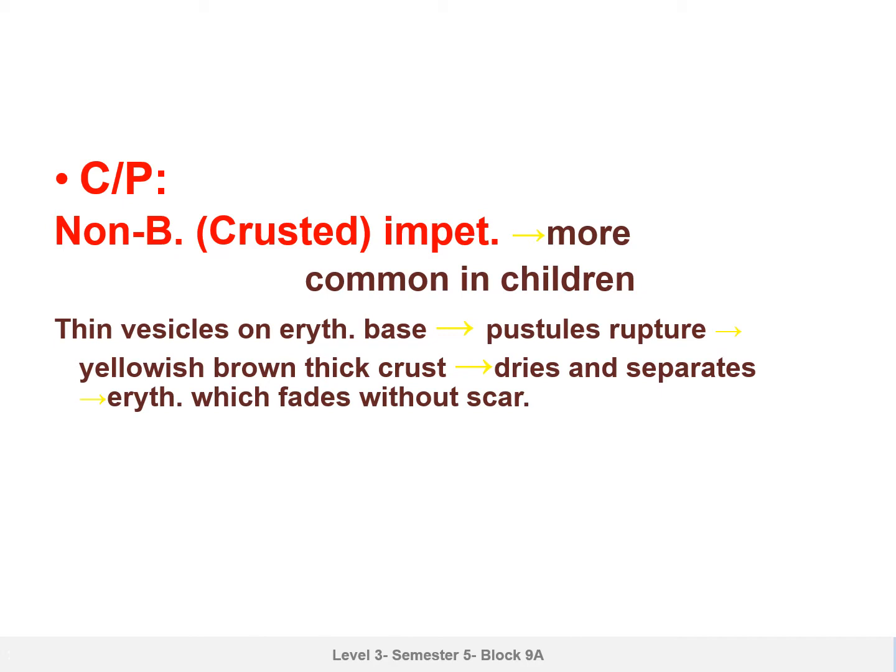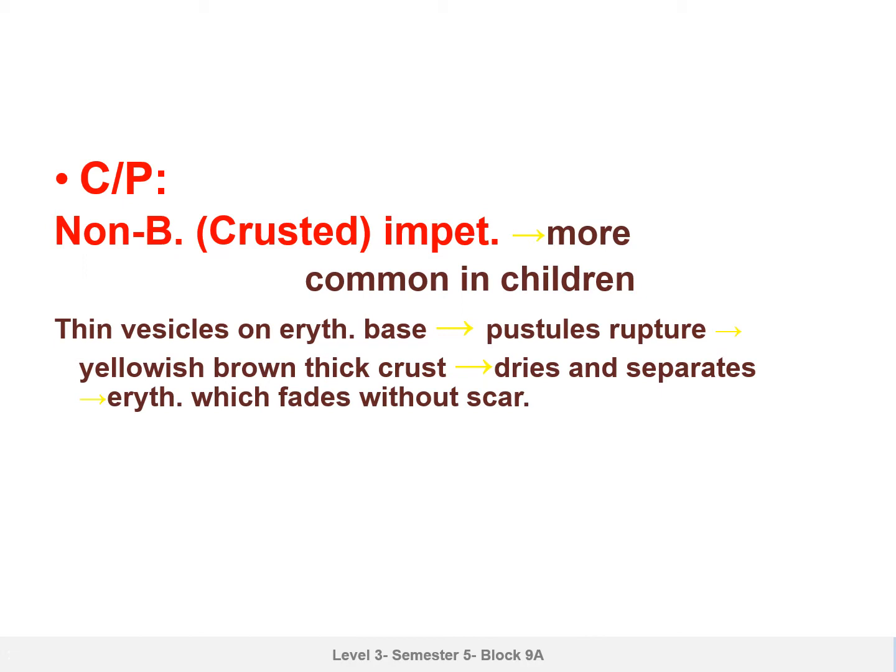Clinical picture of impetigo. Clinical variant number 1 is non-bullous impetigo, also called crusted impetigo, which is more common in children. It starts with a vesicle on an erythematous base, transformed into pustules which rupture, giving yellowish brown thick crustation, which dries and separates, leaving erythema which fades without any scar.